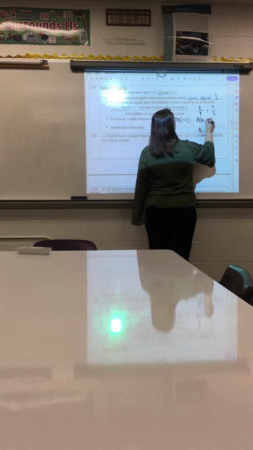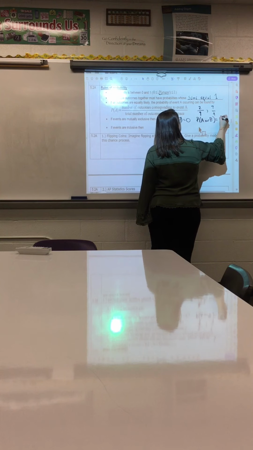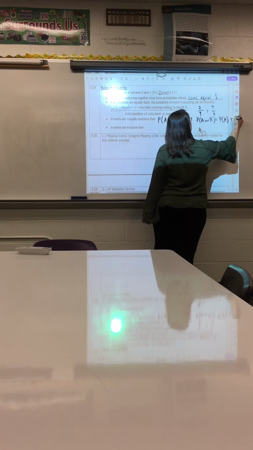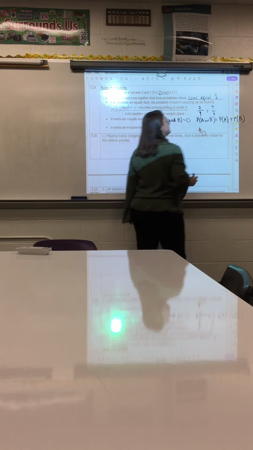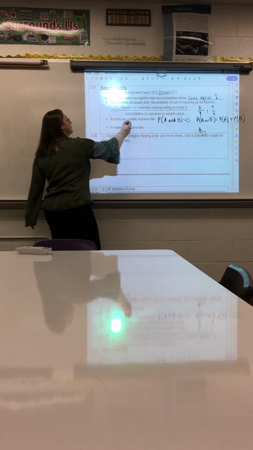The probability of A or B, that's right, we were talking about it one day, equals the probability of A plus the probability of B. So these are all four mutually exclusive.